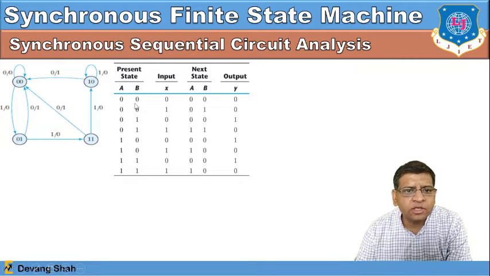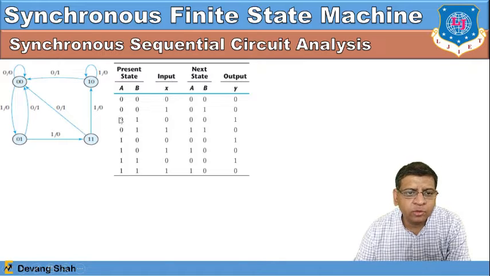Here one value signifies the input and the other signifies the output. So from 0 0, it will come back to the next state 0 0 once the input is 0 and the output is 0. But when the input is 1 and the output is 0, from 0 0 it will go to 0 1.